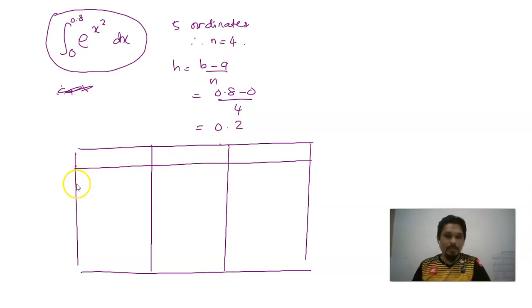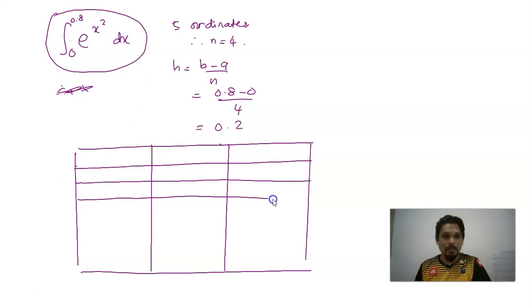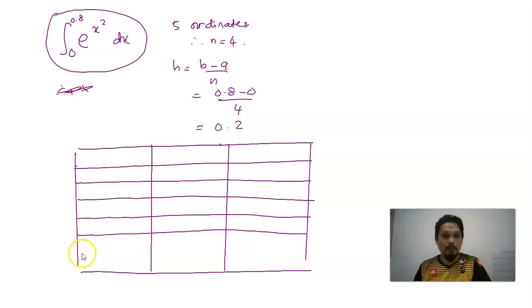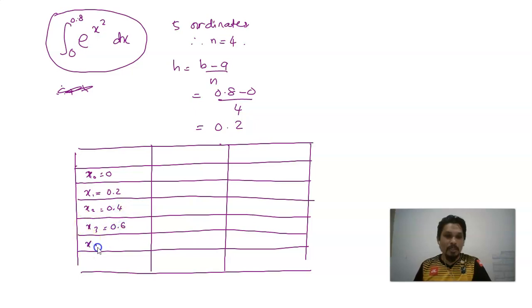And then, as usual, 5 ordinates: 1, 2, 3, 4, and 5. So x0 equals 0, x1 equals 0.2, x2 equals 0.4, x3 equals 0.6, and x5 equals 0.8. So then y0 until y5, and here is y1, y2, y3.